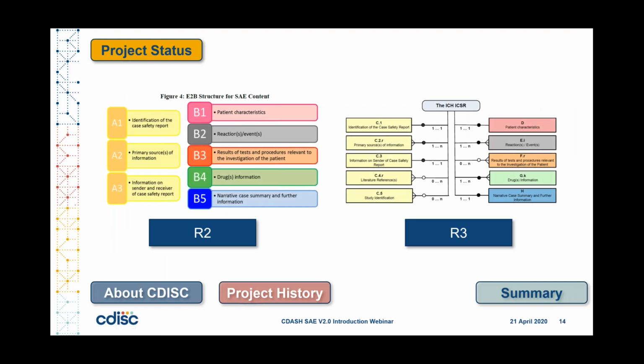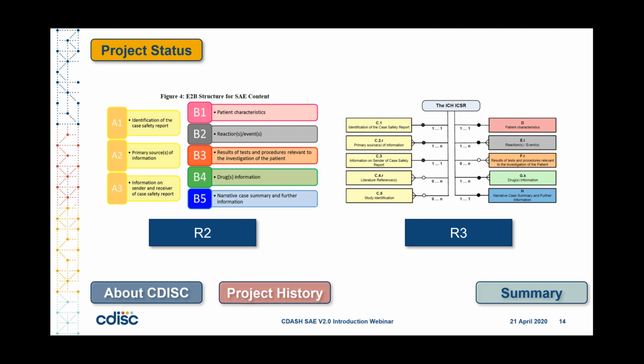Okay, one of the major things that we identified very early on is that the difference between E2B R2 and R3 is reasonably significant in terms of the structure. Here I've just shown the high level classes of content, and you can see immediately that A's and B's have now been replaced with C's, D's, E's and F's. So there are relatively big changes.